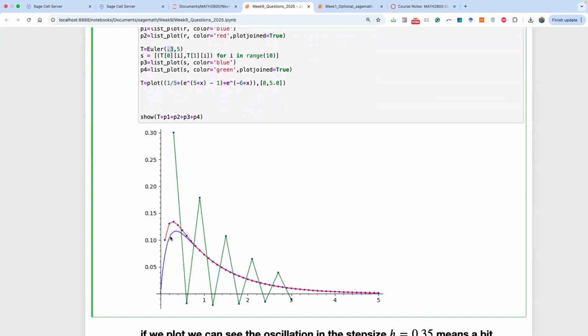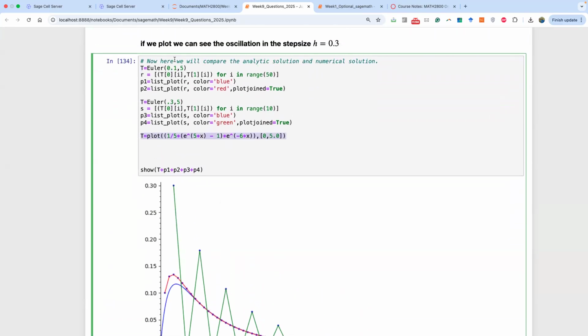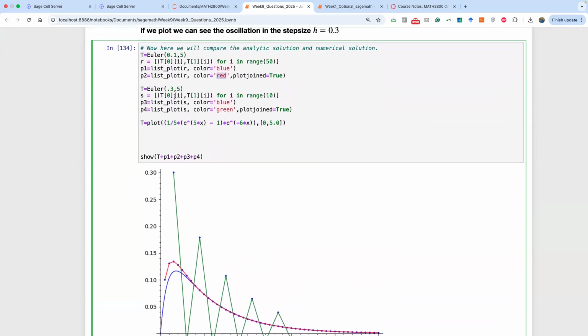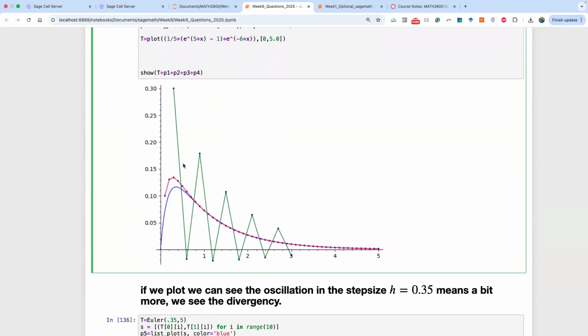You see, the blue one is the original plot, the analytic solution. The step size of 0.1 is the red one. And the step size of 0.3 is this green one. It's oscillating, but it is okay. It takes a lot of time, but it's kind of converging.